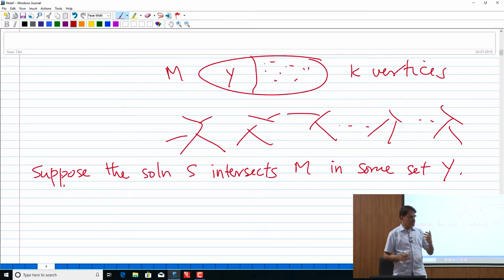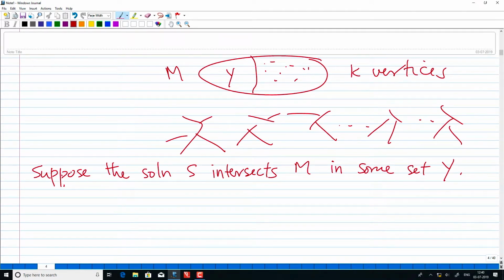So what can you observe from this? There is no edge in this M minus Y induced subgraph, right? You cannot have an edge here. Because if there is an edge here, who is going to cover it? These vertices cannot cover that edge. If I find some edge here, I will say Y is a wrong guess. I am going to try a different subset Y. Okay. So there are no edges here.